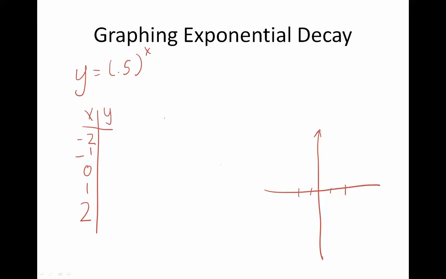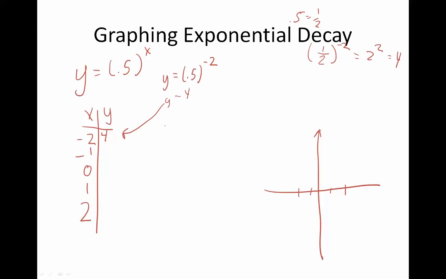So let's go ahead and start plugging these numbers in. y equals 0.5 to the -2. Well, remember that 0.5 is really 1/2, right? And 1/2 to the -2 power. Negative exponents make a reciprocal, so I know that that's really 2 squared, which is 4. So y equals 4, and I plugged that in right there.